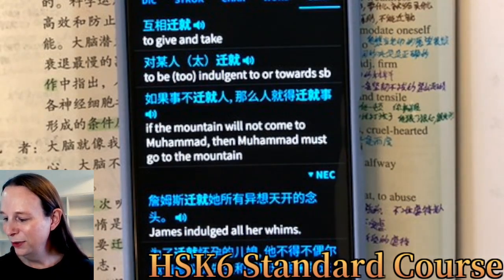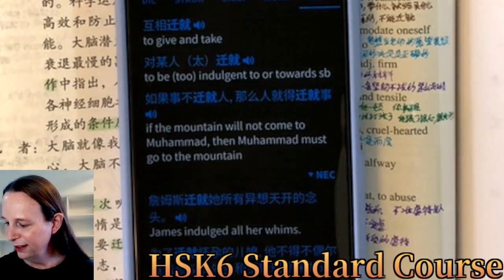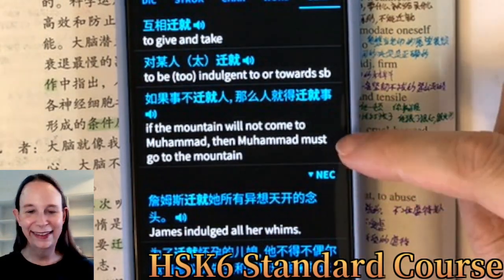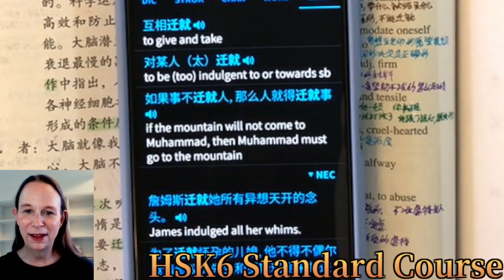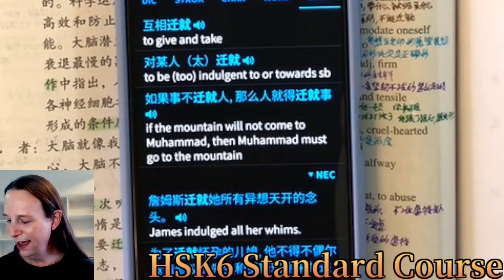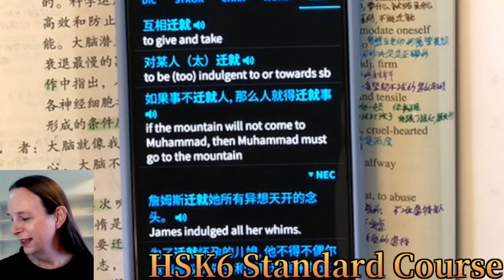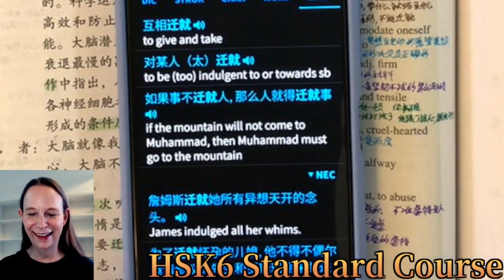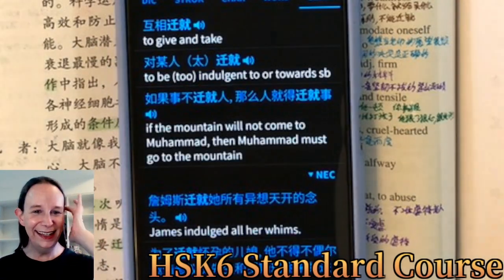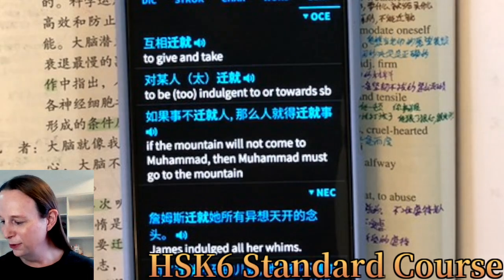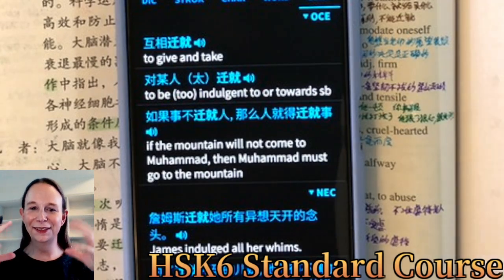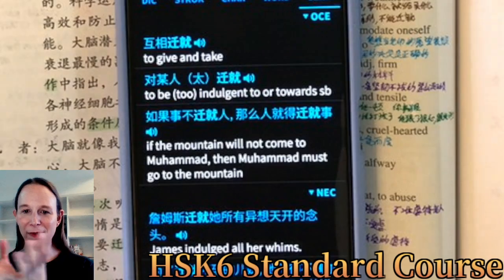如果事不迁就人，那么人就得迁就事。Okay, this sort of thing. If the mountain will not come to Muhammad, then Muhammad must go to the mountain. Is this an Islam quote? Or maybe it's a non-Islam quote. I don't know. If there's any Muslims watching, do you know this quote? Is it like a hadith or something? 如果事不迁就人, so if the matter will not yield to people, then the people must yield to the matter.